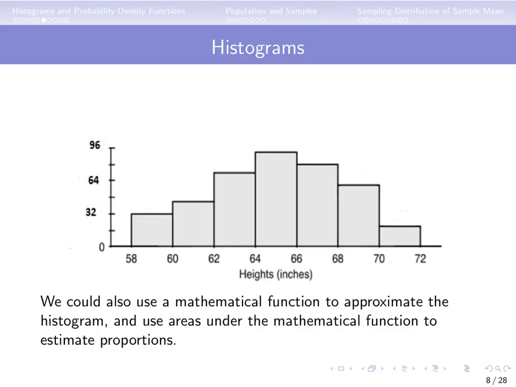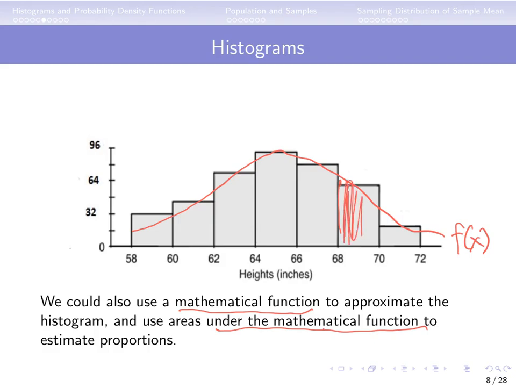I did say we could find the area under each of these rectangles. Another thing we could do is find a mathematical function that approximates this histogram. Maybe I'm able to find a function, a curve, that looks like this, and then use the area under the function to estimate the proportion. Let me call this mathematical function f of x. I want greater than 68, so I could shade all these areas over here.